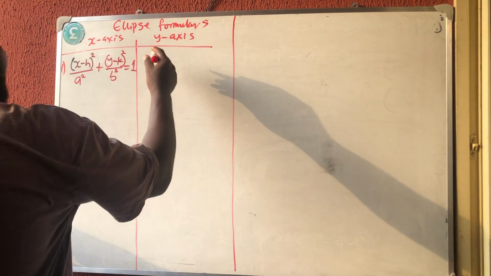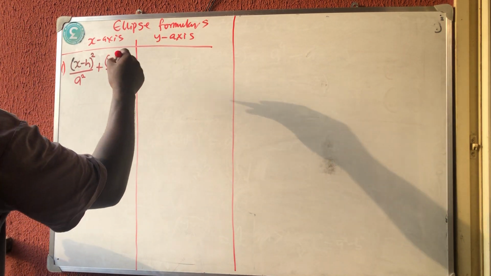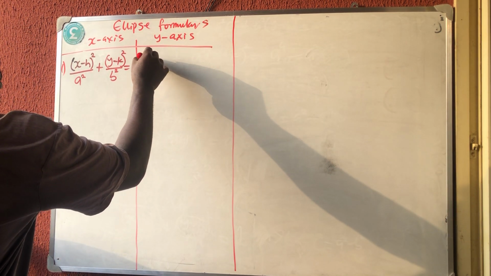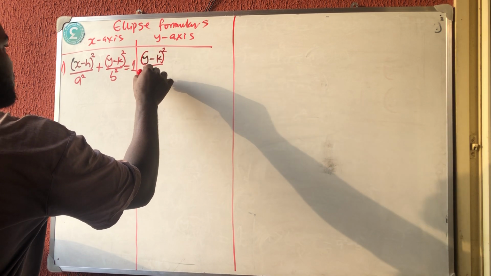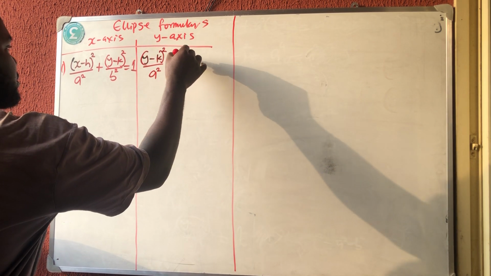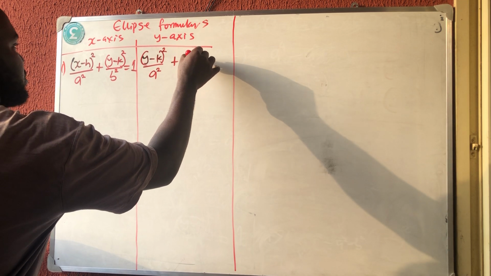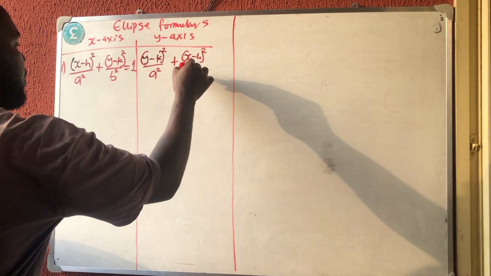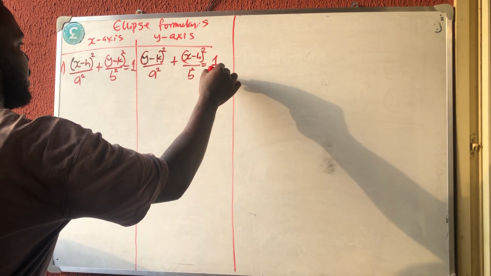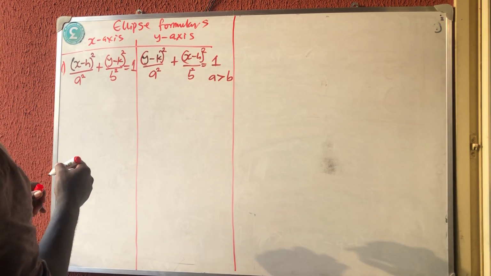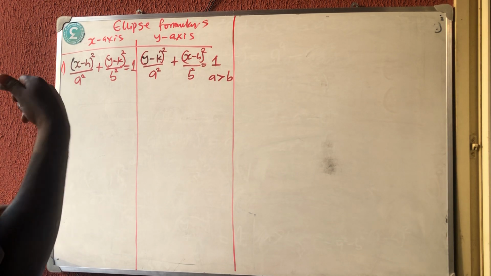If it is parallel to the y-axis, we are going to have (y minus k) all squared over a squared plus (x minus h) all squared over b squared is equal to 1. And don't forget that a is always greater than b. So that is the first one you need to know.